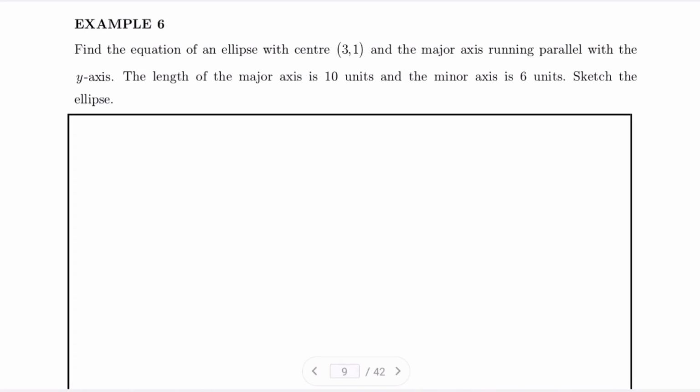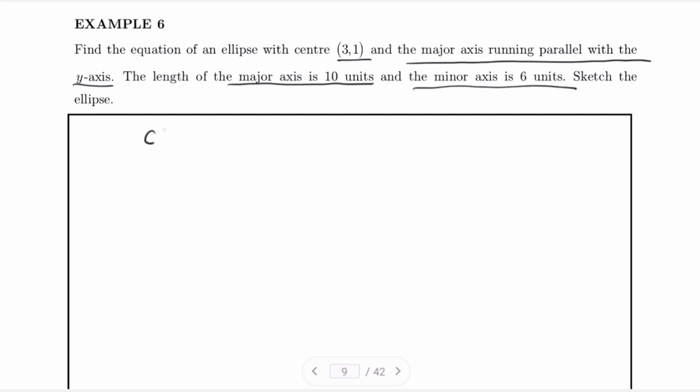Let's do example 6. You need to find an equation of an ellipse with center (3, 1) and the major axis running parallel with the y-axis. This is very important information. It also gives you that the length of the major axis is 10 units and the minor axis is 6 units. And then you need to sketch the graph.